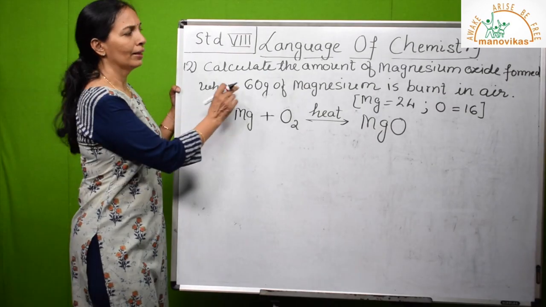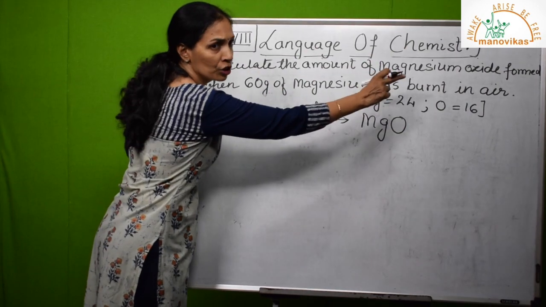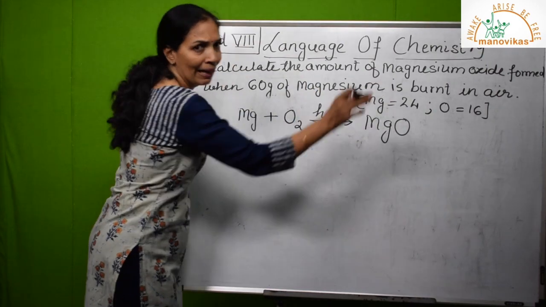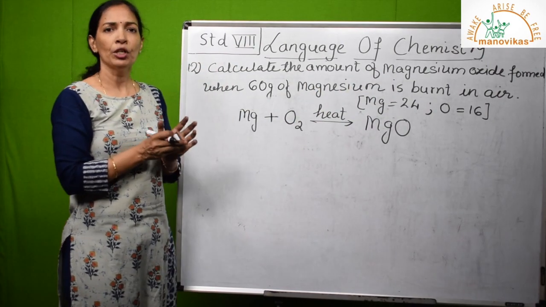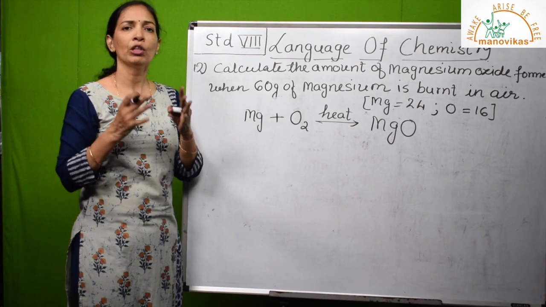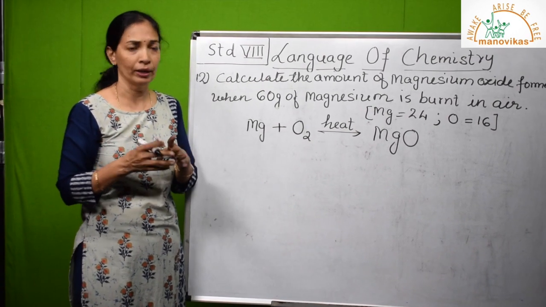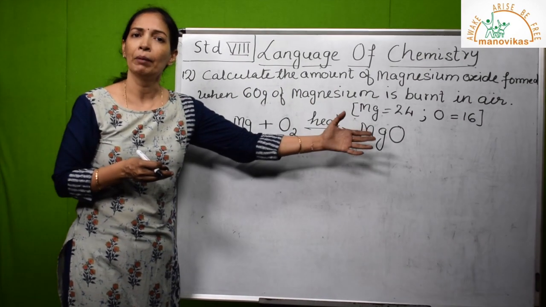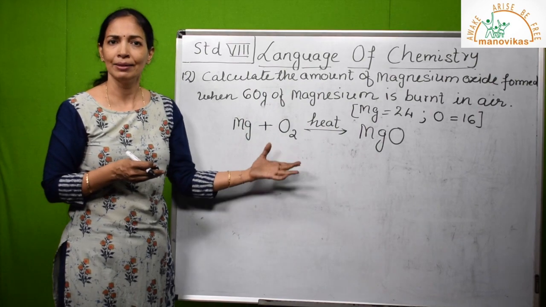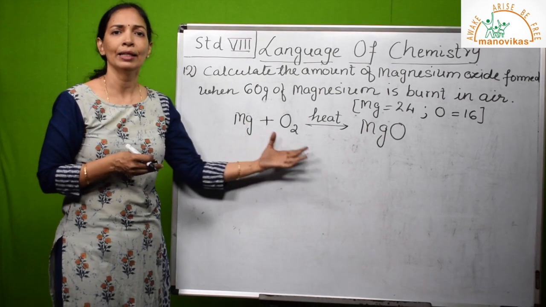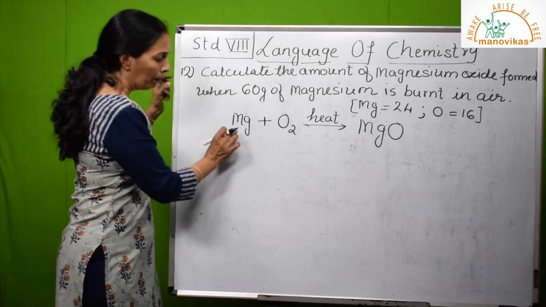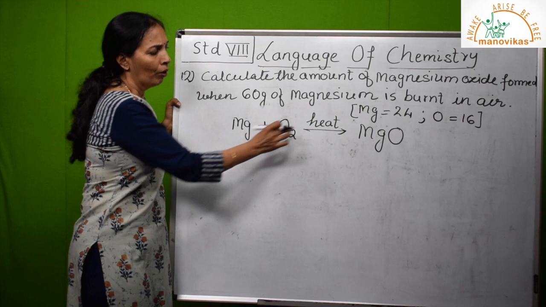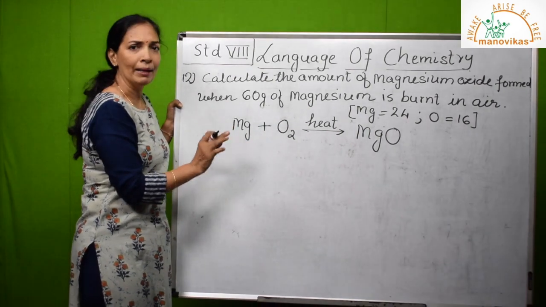Okay, the second numerical is: calculate the amount of magnesium oxide formed when 60 grams of magnesium is burnt in air. When you take magnesium and burn it in air, it will combine with oxygen and form magnesium oxide. So 60 grams of magnesium is given, and how much magnesium oxide can be produced by burning these 60 grams is the task. First step is to write the equation. First write the skeletal equation: magnesium plus oxygen gives magnesium oxide. And then you have to balance the chemical equation.